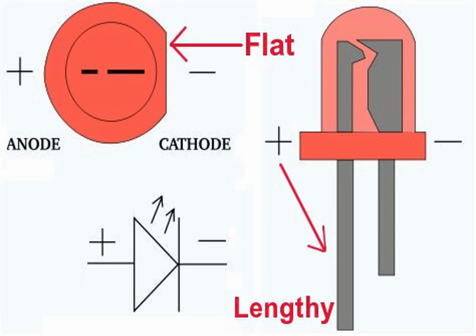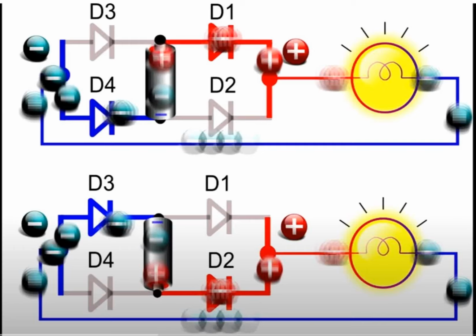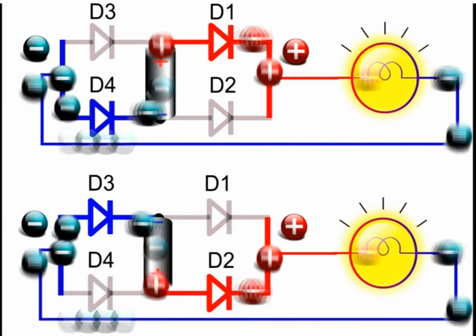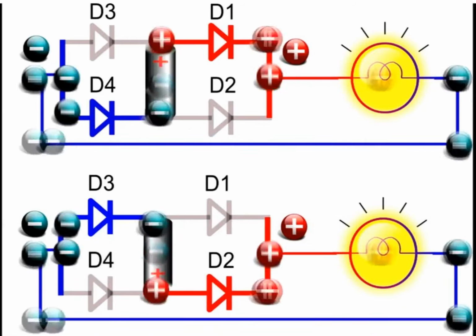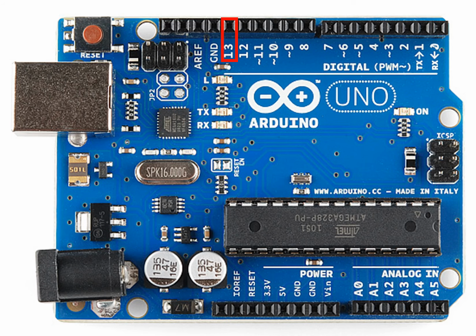Another way to identify them is through their pins. The shortest is the negative and the longest is the positive. As you already might know, LED stands for light emitting diode. And like diodes, LEDs allow current to pass only in one direction, from the anode to the cathode. Since the current flows from positive to negative, the anode will have to be connected to an output pin of 5 volts, and the cathode will be connected to ground.